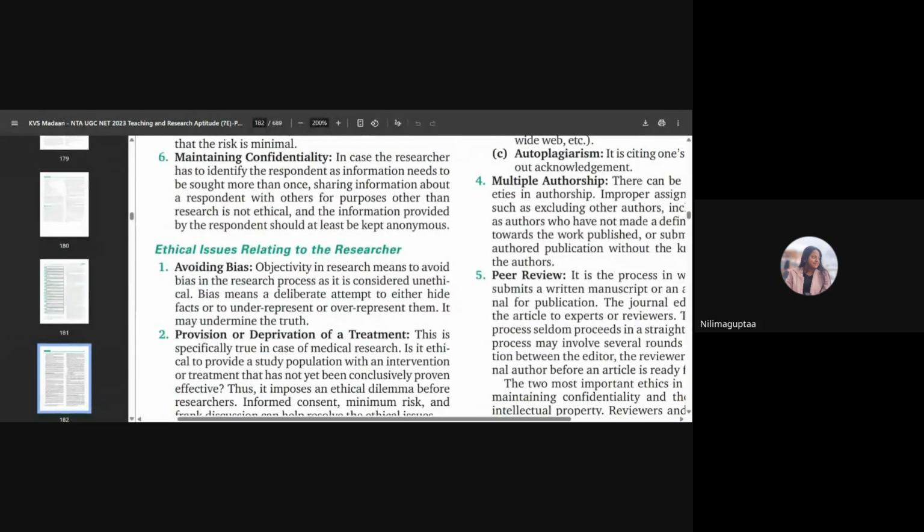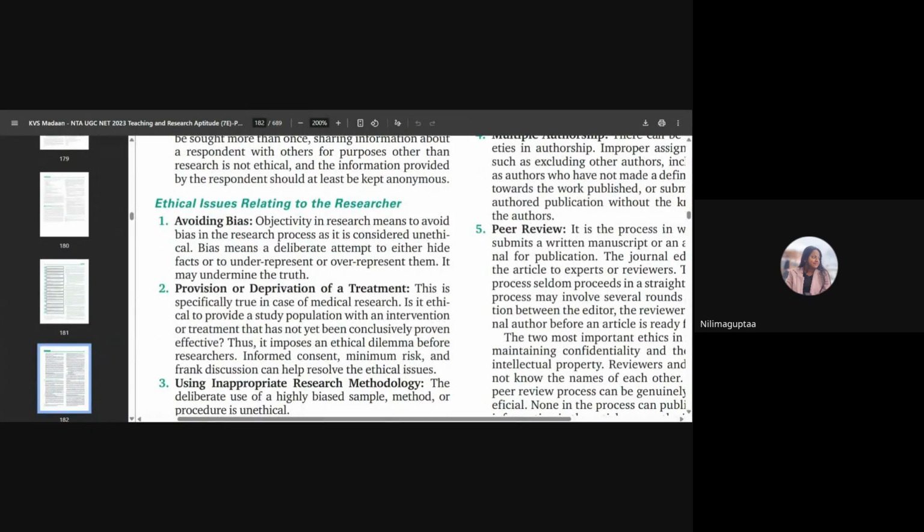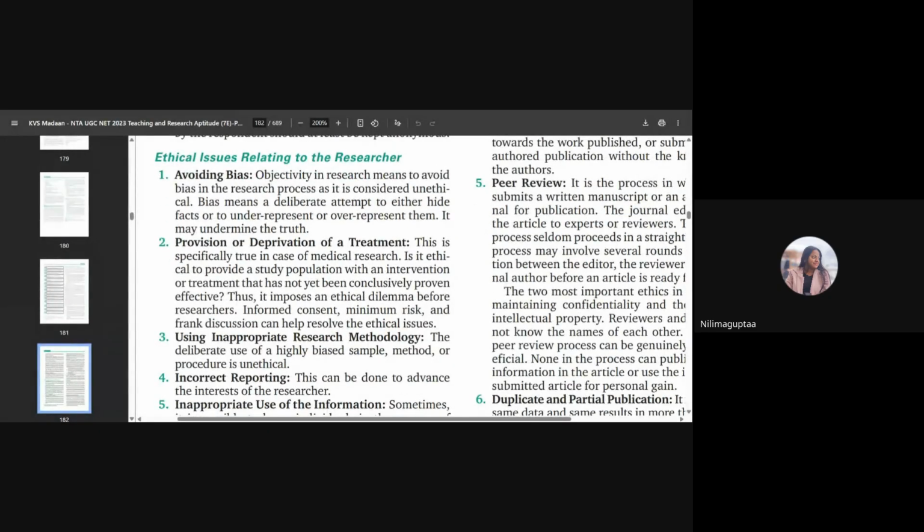In case of a researcher, he has to identify the respondent and keep the information safe until it has been asked for by the participant. Now, ethical issues relating to the researcher himself. Okay, this was with regard to the participants. Now, what ethical issues does the researcher himself face is in avoiding bias.